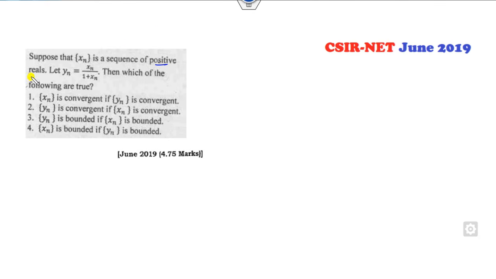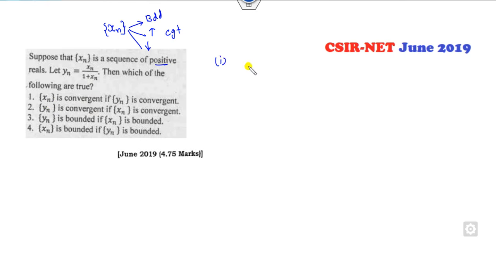Xn is a sequence of positive reals. Xn is any sequence: either it's bounded, which is not given to you, or monotonically increasing or decreasing, or convergent or divergent, not given. So it's on you, you can choose any one of them. Which of the following statements is true? Xn is convergent if yn is convergent.